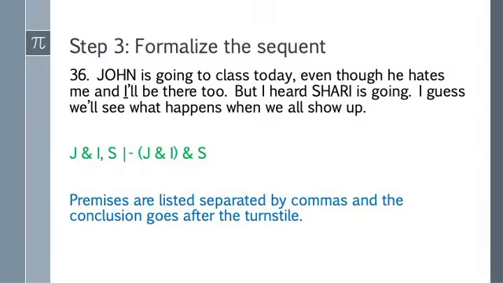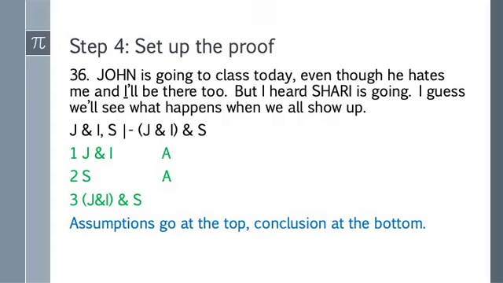Once you have your sequent, you set up the proof. So every proof that you do, of course, the assumptions go at the top and the conclusion at the bottom. So we have from the sequent, right? J and I is an assumption, S is an assumption, and then we put the conclusion, which is after the turnstile, right? We put that at the bottom. We're not exactly sure how many lines it might take, but it looks like a simple proof. So J and I and S.